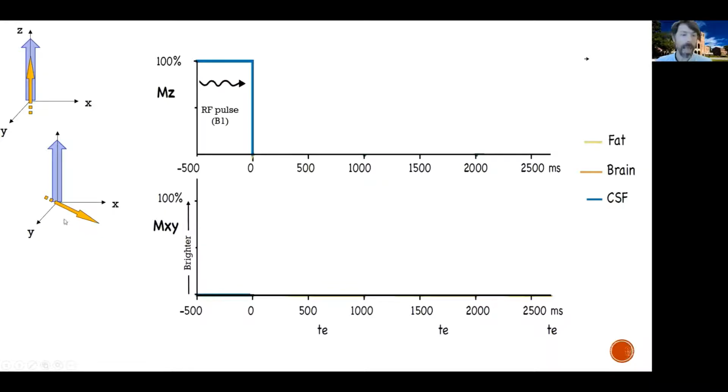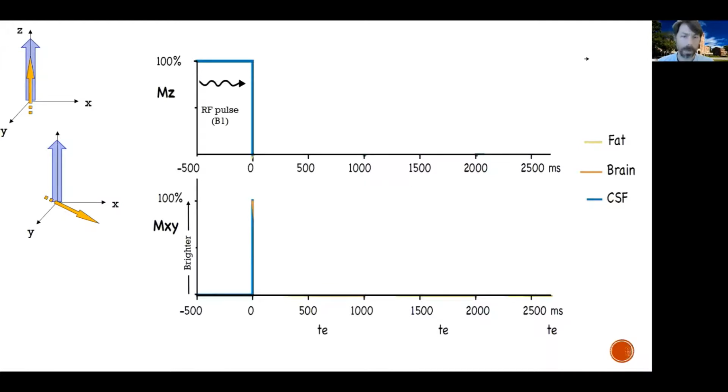On the other hand, how big is the projection of m0 on the xy plane, on the transversal plane? Well, as soon as the radiofrequency pulse is ended, it's 100%. It's as big as it's ever going to be, right? m0 is fully into xy, into the transversal plane. Then we stop the radiofrequency pulse. What's going to happen? Remember, we're going to have T1 and T2 relaxation.